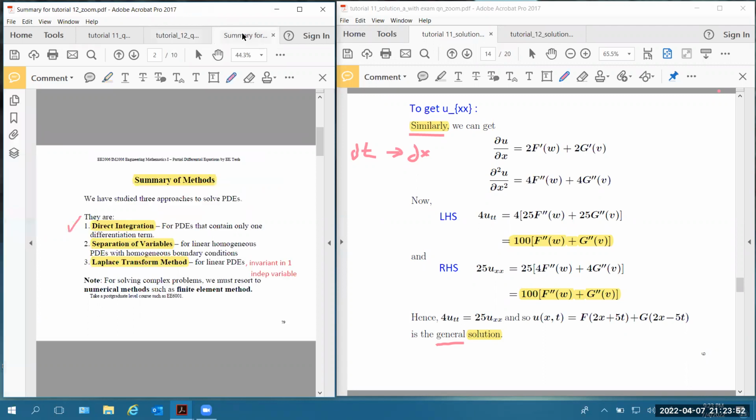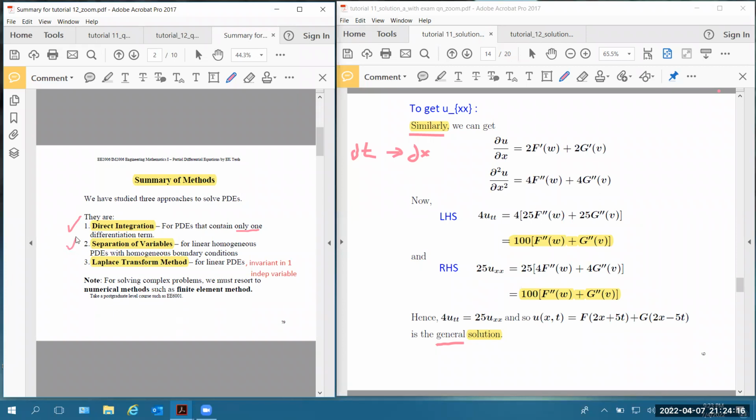All right, so if we look at our summary, can we use direct integration? This one is not suitable because this one is only for PDE containing one differentiation term. But just now our question got two, right? So this one is not suitable. So now we are not doing direct integration. Okay, so we are going to introduce this method.